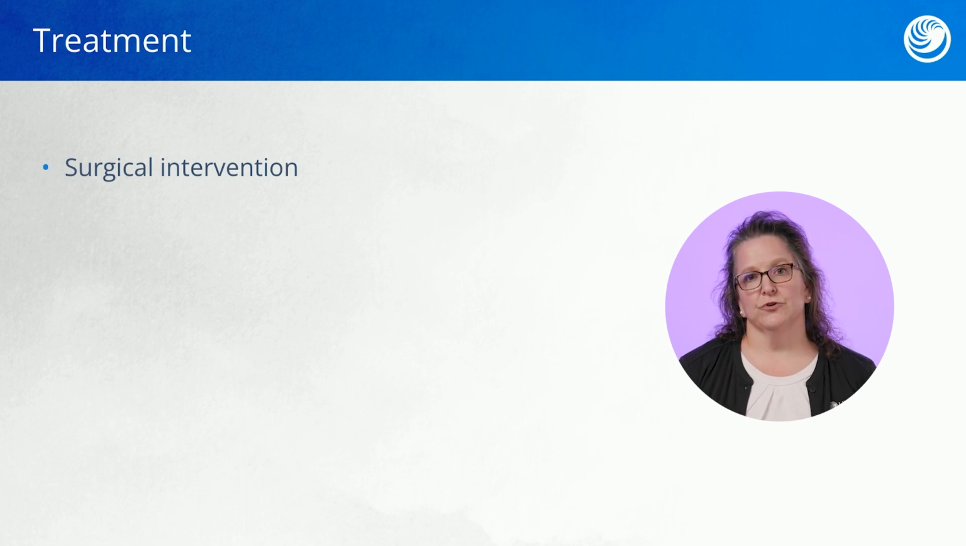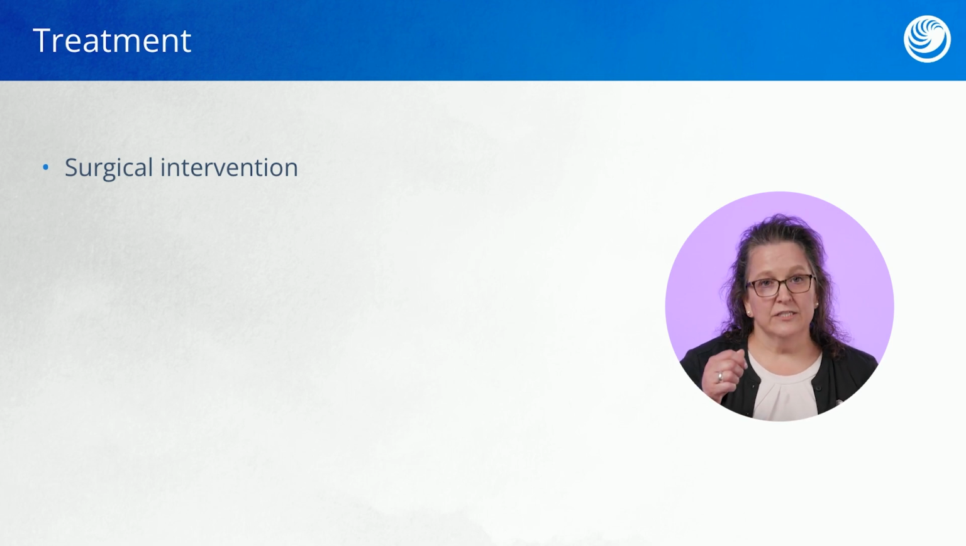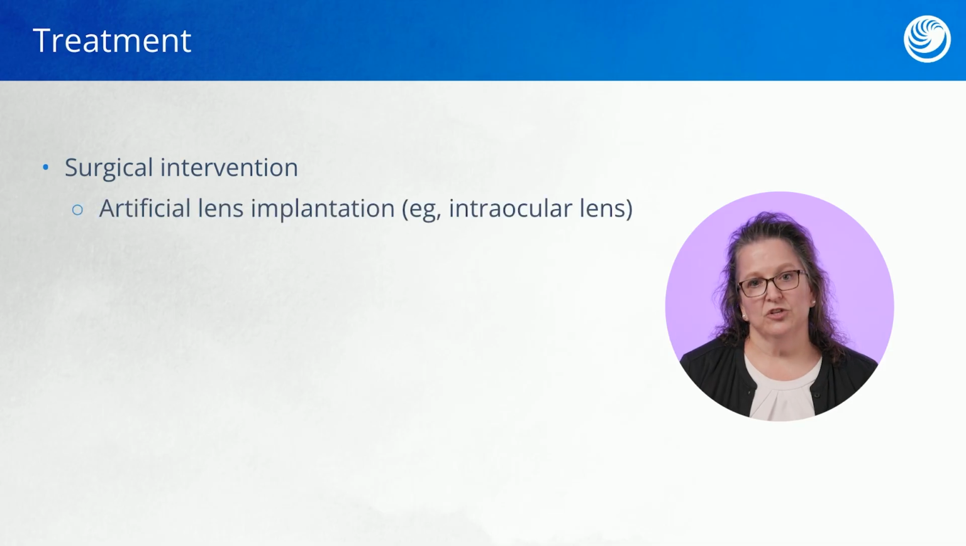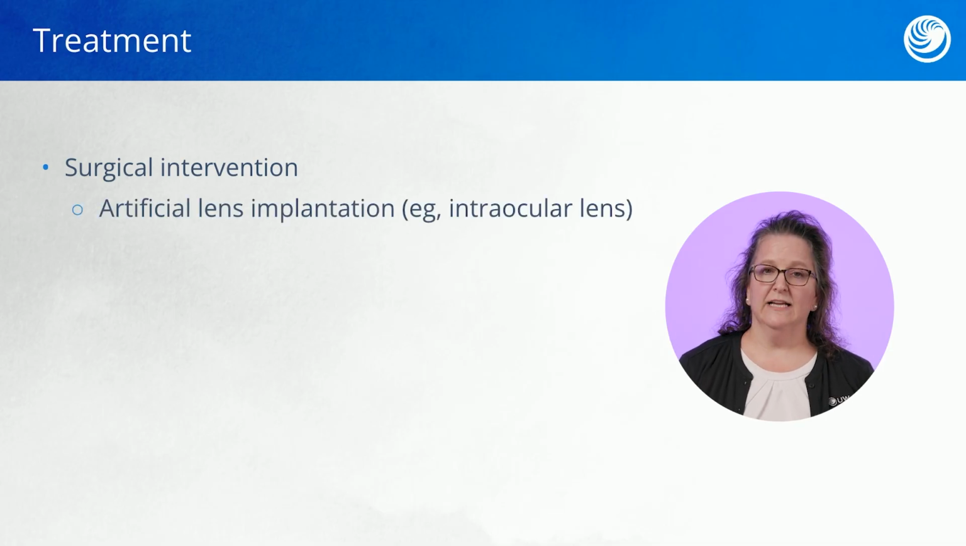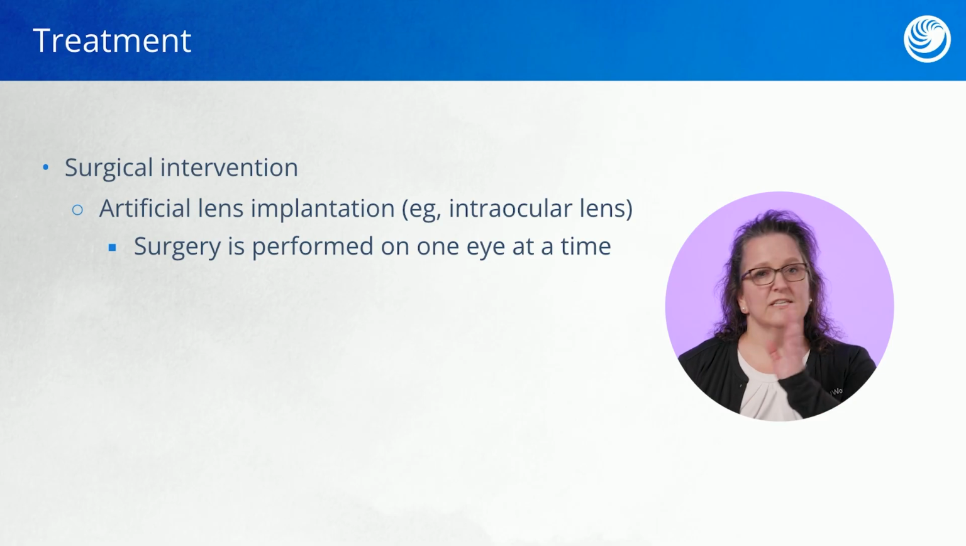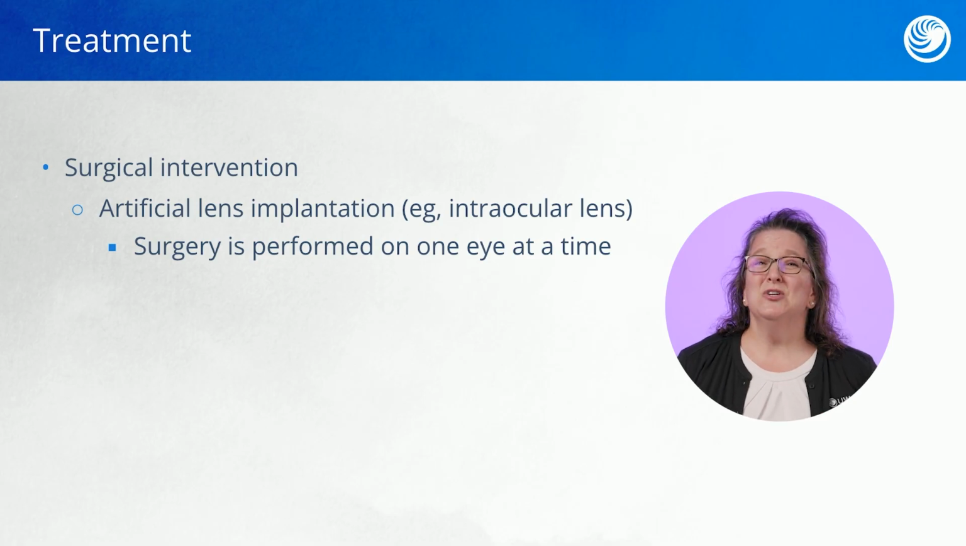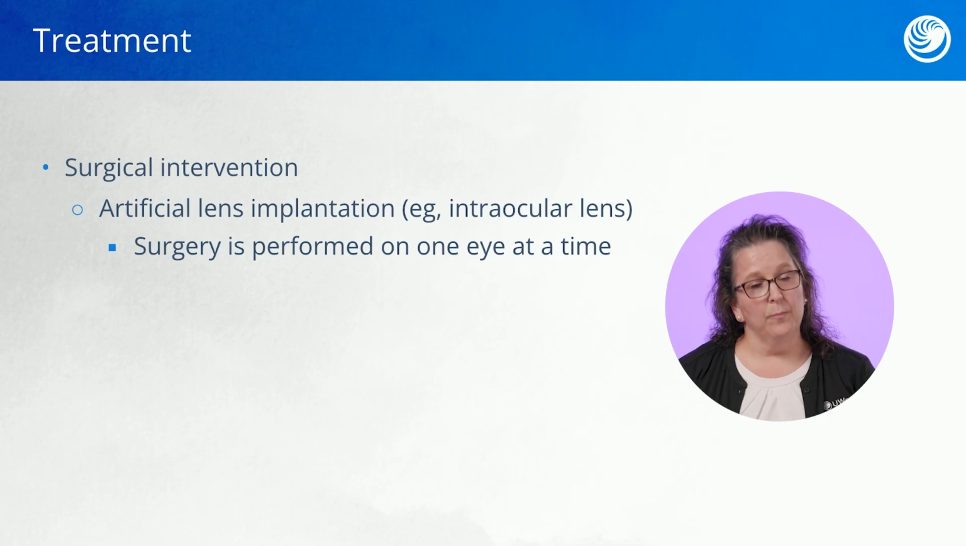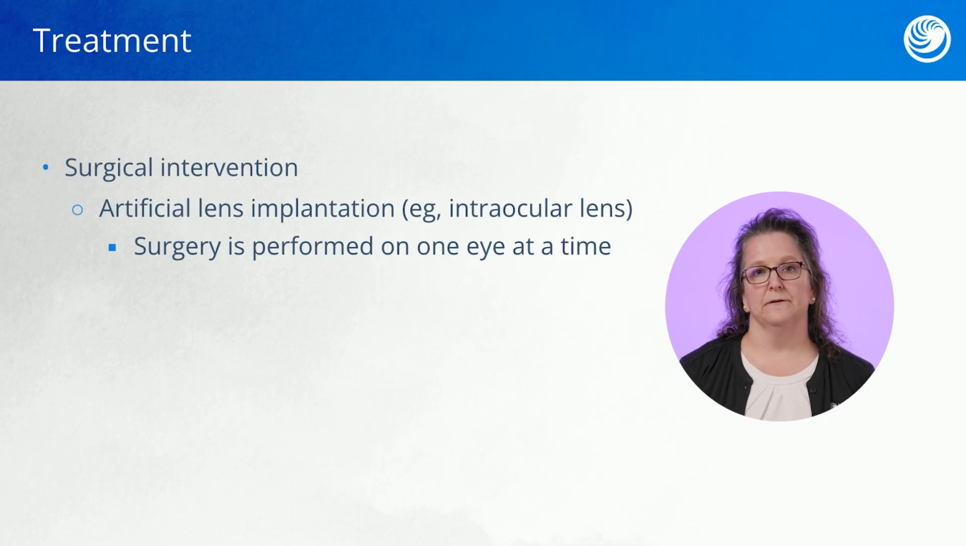In the actual surgery, the cataract is removed and an artificial intraocular lens is implanted. Surgery is normally performed on one eye versus doing both at the same time to prevent vision loss if complications arise. Generally speaking, one eye will be done, and then a couple months later, the other eye will be done.